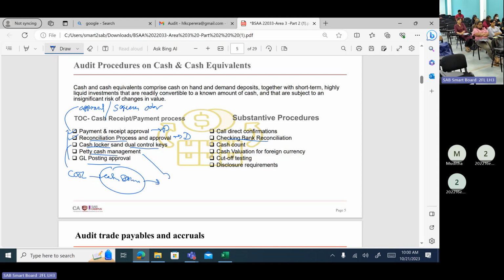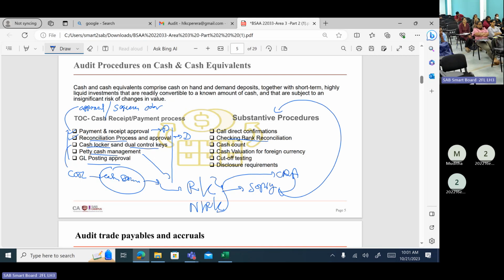So after getting this answer from control testing, you can decide whether to rely on the control or not rely on the control. That can be used for your scoping. It can be adjusted to the CRA, added to the scope of the substantive procedure, and then you can start your substantive procedure.